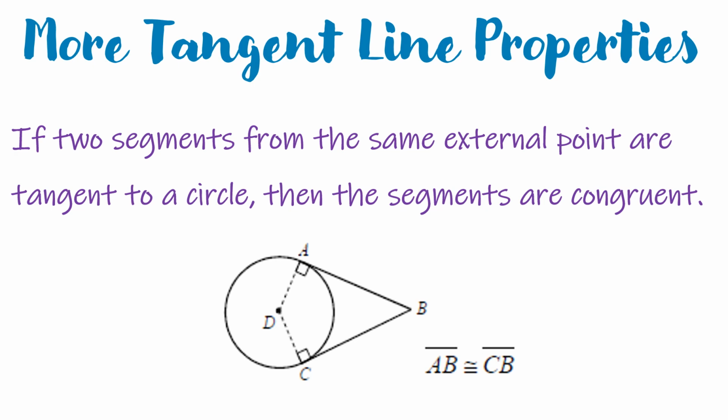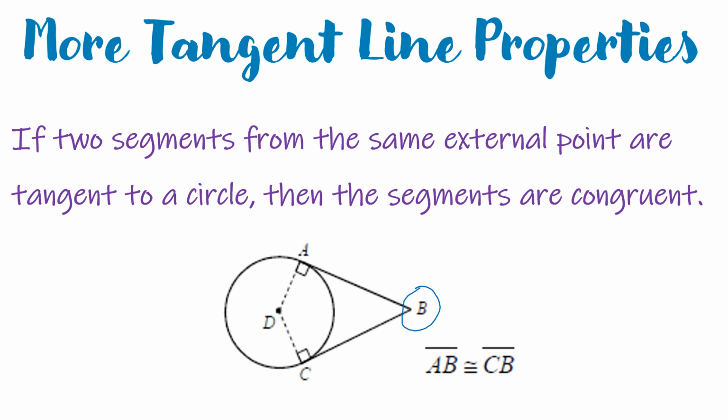There are a couple more tangent line properties, so we've got 2 more. The first one says that if 2 segments from the same external point are tangent to the circle, then the segments are congruent. So let's break that down a little bit. 2 segments, that's AB and CB, from the same external point.